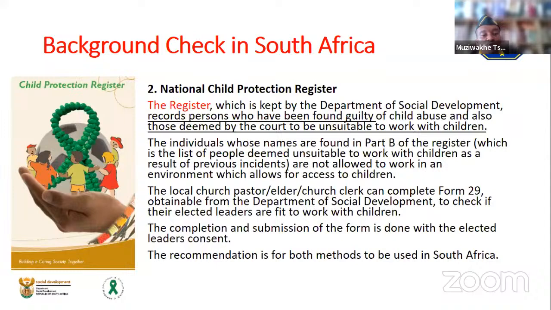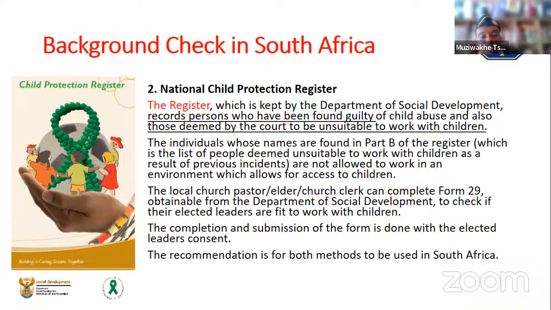What we can also do as a local church is that through the local church pastor, the elder, or the church clerk, form number 29, obtainable from the Department of Social Development, may be completed. And when this is done, we can actually check if the elected leaders are fit to work with children. Now, the completion and submission of the form is done with the elected leaders' consent.